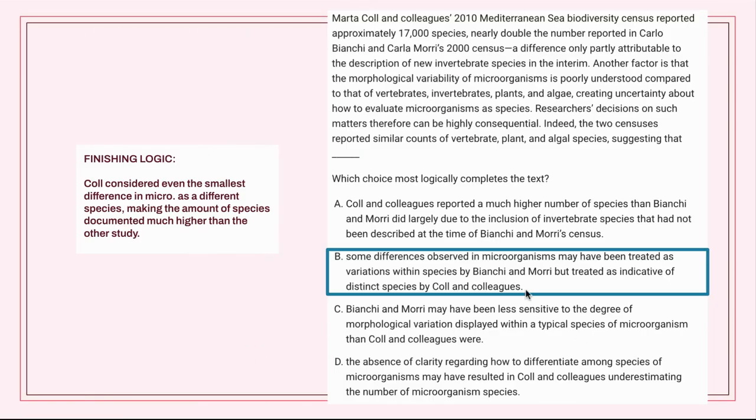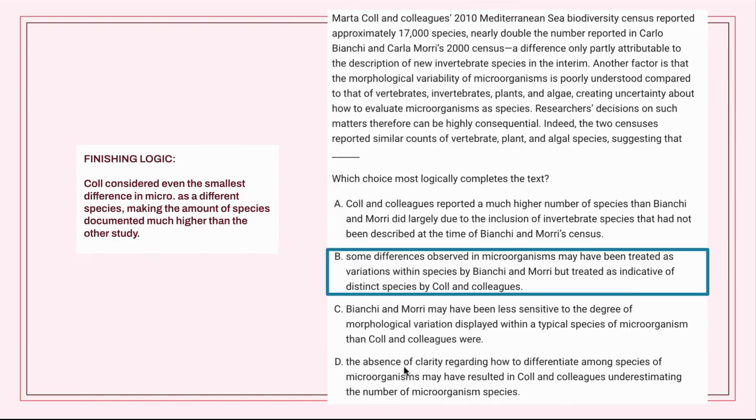D, the absence of clarity regarding how to differentiate among species of microorganisms may have resulted in Cole and colleagues underestimating the number of microorganism species. Well, this is the opposite. The Cole, again, that's the new study. So the new study didn't underestimate the microorganism species. I think they more overestimated it, because underestimating means they probably found less microorganism species than the original census, but they found a lot more, right? So maybe they were sort of overestimating the number of microorganism species.